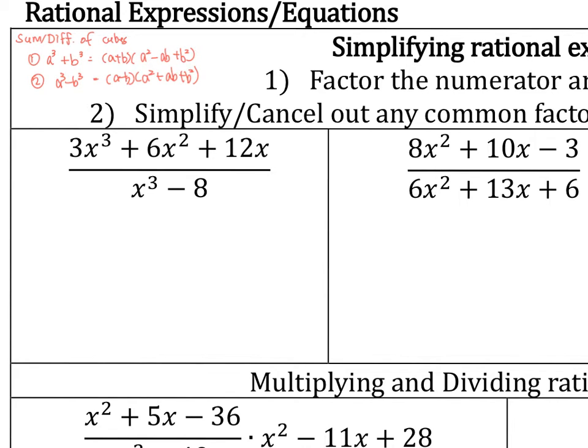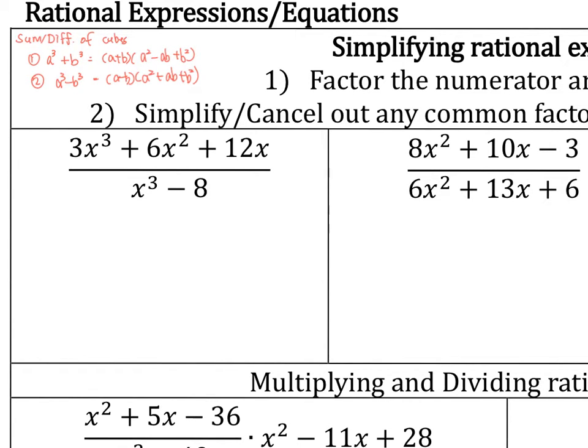For this lesson, we're going to look at rational expressions and equations. The first topic we're going to look at is to simplify rational expressions. What you need to do is first factor out any numerators and denominators, and then you need to simplify, cancel out any common factors. So they can be numbers, binomials, trinomials, etc.